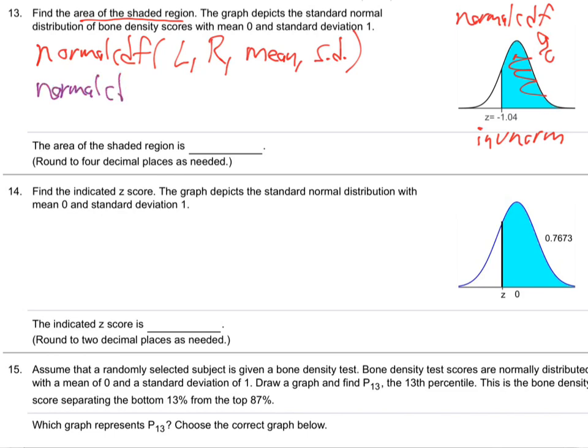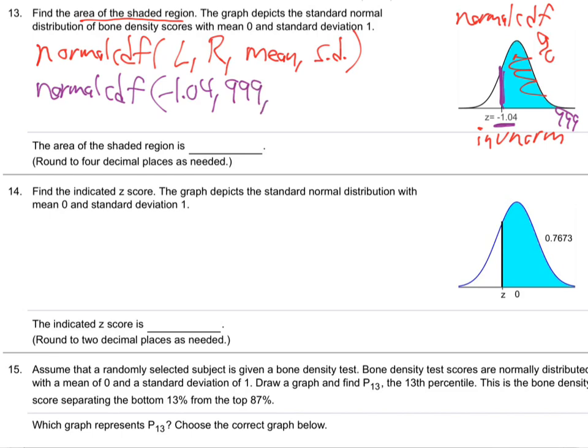Normal CDF. What's the left? What do we mean by left and right? Left and right of what? We mean the left and the right edges of the shading piece, the left and right of the chunk of shading. So what's the left edge? Minus 1.04. And what's the right edge? 999.